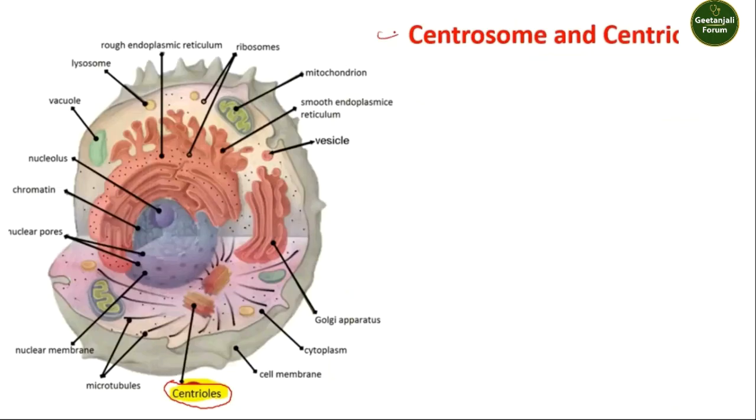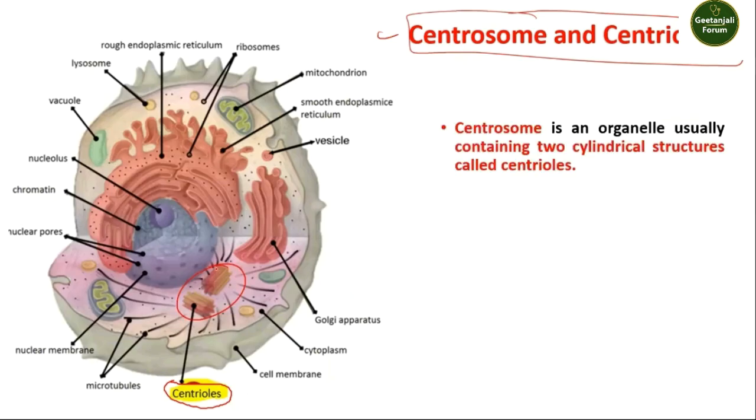Now next cell organelle is centrosome and centrioles. These are the centrosomes. In centrosomes, 2 cylindrical structures are present, which are known as centrioles. This is one centriole, this is second centriole, and both of them together form centrosome.